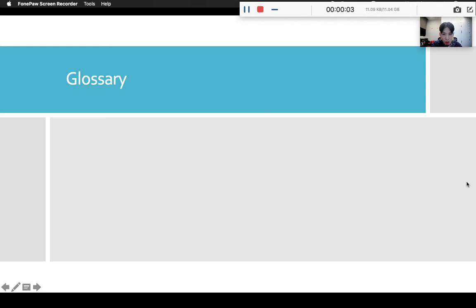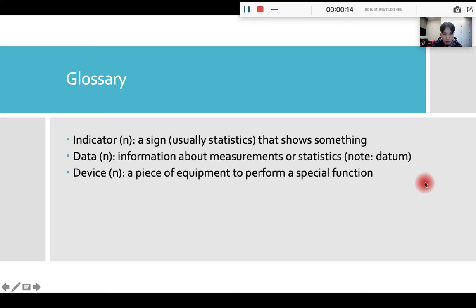Before we learn more from the speaker's demonstration with Chloe, we need to pick up a few more new words. Okay, first three, indicator. Indicator means a sign that shows something. Okay, second, data. Remember, this is the plural form. The singular form is datum. And data refers to information about measurement or statistics. So when we talk about data, we are usually referring to numbers.